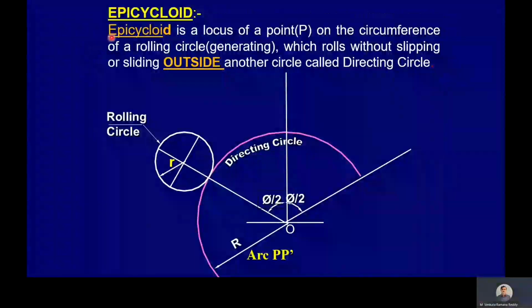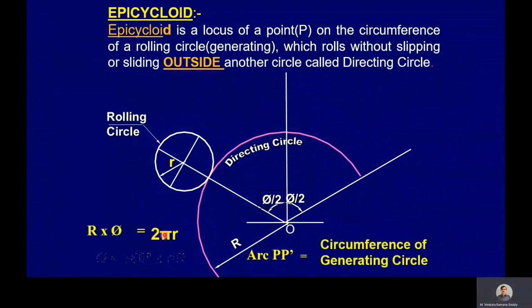Again, I'm repeating, what do you mean by epicycloid? Epicycloid is a locus of a point P on the circumference of the rolling circle or generating circle which rolls without slipping or sliding outside of another circle called the directing circle. Here, this is the rolling circle and this pink color one is the directing circle. This rolling circle rolls outside of this directing circle for one complete revolution. Then the angle subtended by the directing circle, that is theta, is equal to small r by capital R into 360 degrees. This is the theta value.